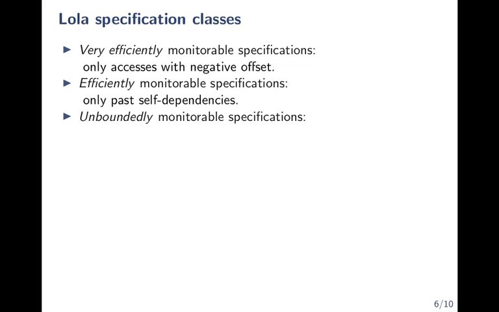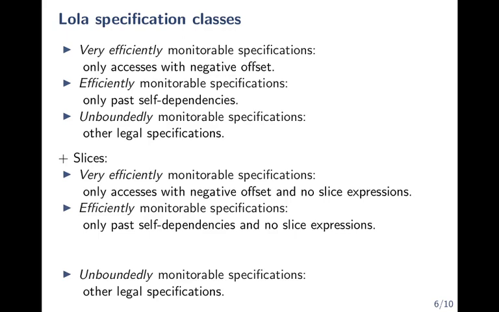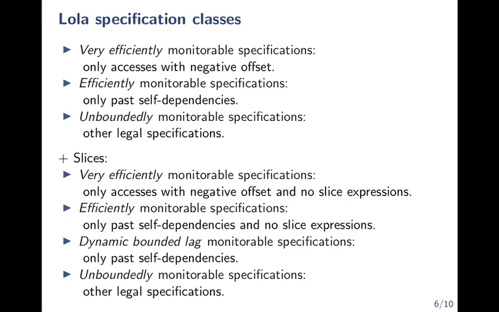The addition of slice expressions extends the expressive power of Lola and gives rise to a new category of specifications, those that are not efficiently monitorable but whose memory consumption at a given instant can be calculated when that instant is reached. We call this new category dynamic bounded lag specifications. A slice expression represents the access to a number of future values of a stream that cannot be bounded a priori in general. However, if streams do not depend on future values of themselves, as soon as the integer expression inside the slice is evaluated, the lag until the slice is filled is known.